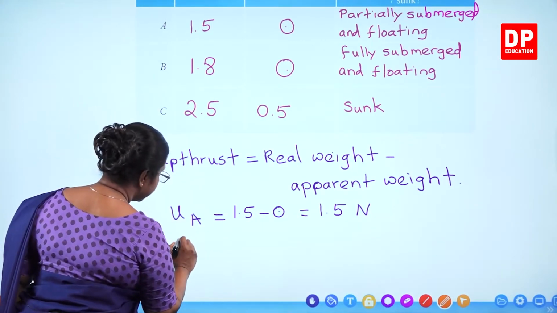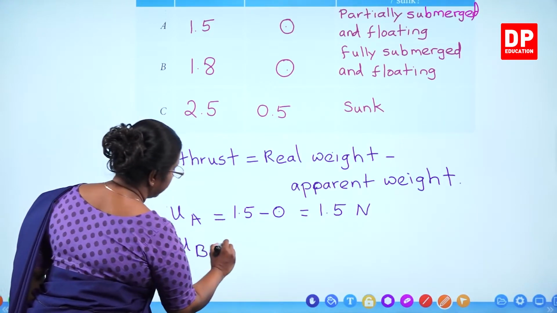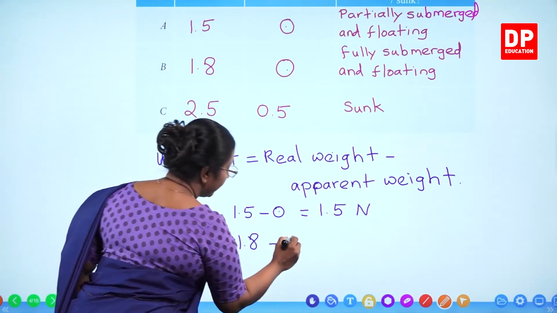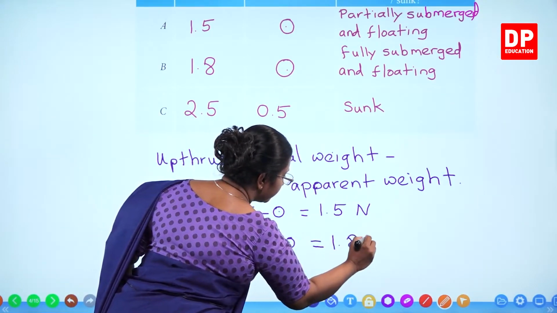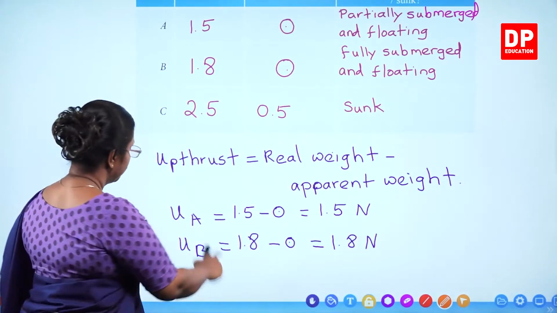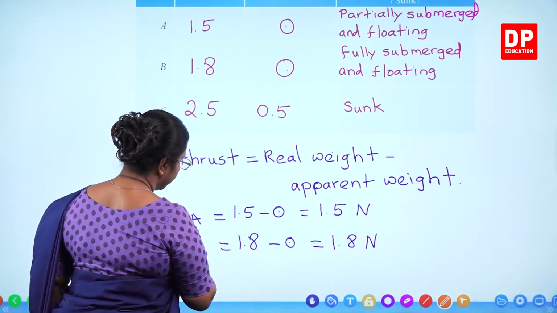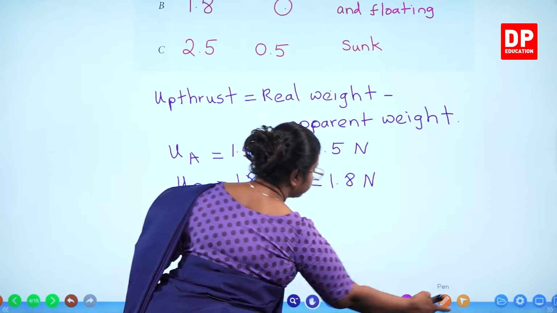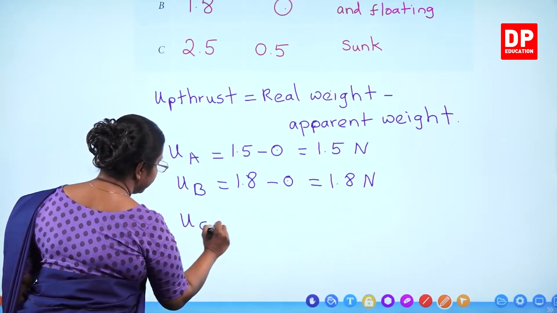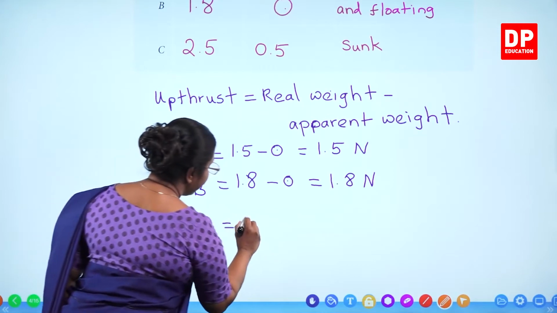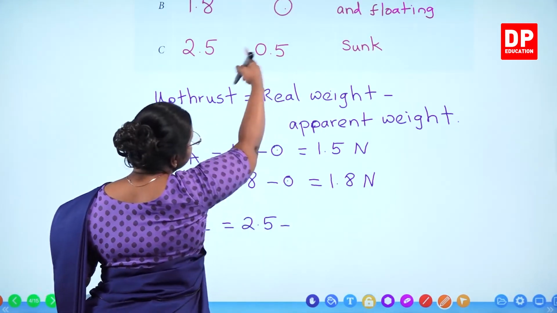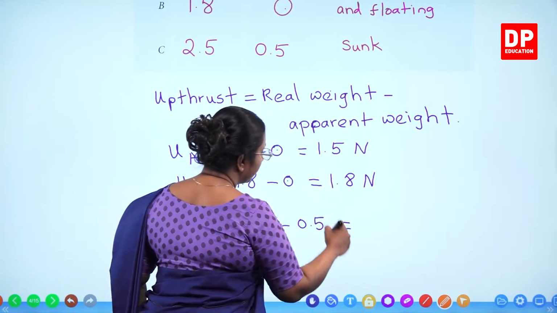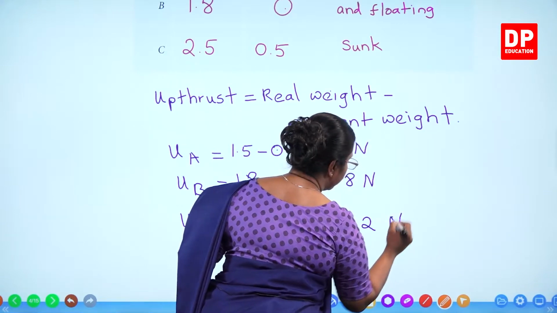The second instance, upthrust for B. Again, weight of the object in air is 1.8 Newton. Apparent weight is 0. So, the upthrust is 1.8 Newton. So, partially floating object, completely immersed and floating object, and the last one, C, upthrust in instance C. The real weight is 2.5 Newton. There was an apparent weight, 0.5 Newton. So, therefore, the upthrust is 2 Newton.